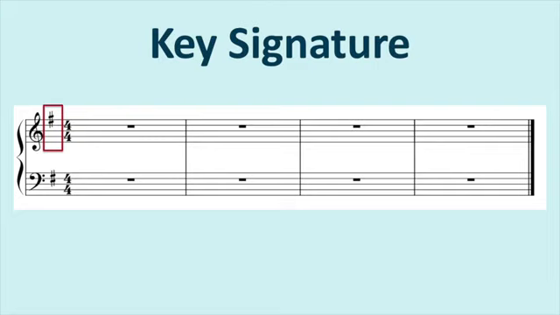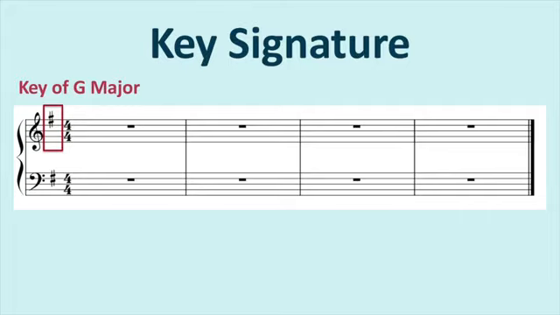A sharp is written on the 5th line where F is located, indicating that all the F notes in this piece will be played F sharp. This piece of music is in the key of G major. In fact, in lesson 6 and lesson 7, we also talk about the 12 major scales, and I've explained that in the key of G major, there is one sharp, which is F sharp.